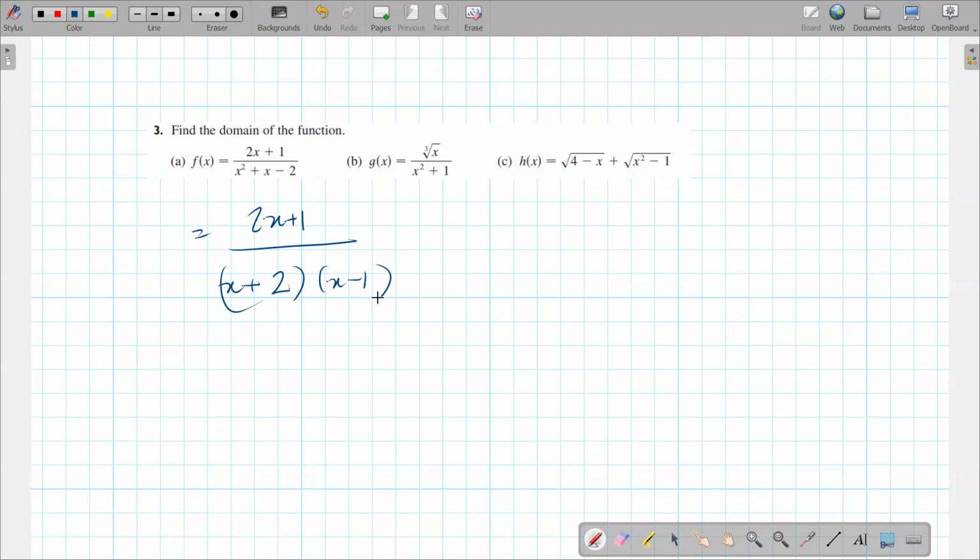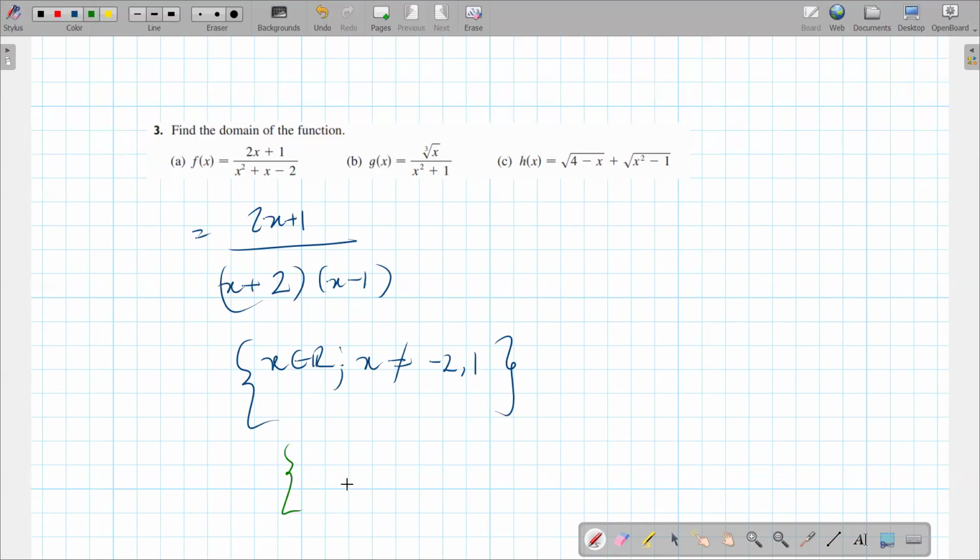So nothing cancels out. You can't cancel 2x plus 1 with anything. So this is not a whole question. X can't be negative 2 or 1. And you're done. That's it. So if you want to write the domain, you're going to say x is a real number, x cannot be negative 2 and positive 1. That'll be the domain in the set notation.